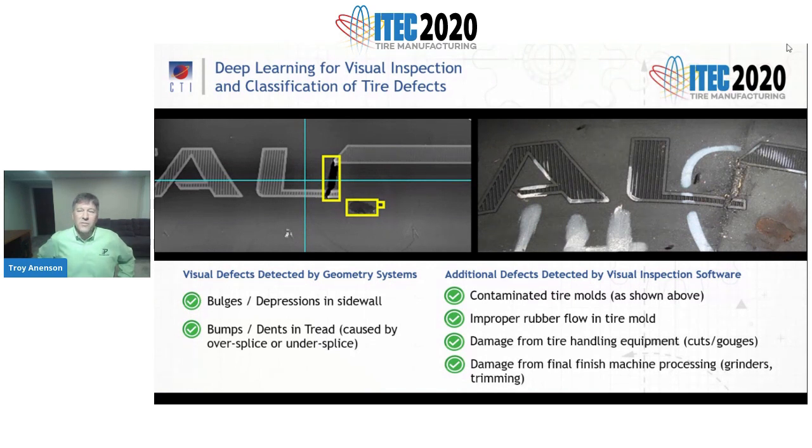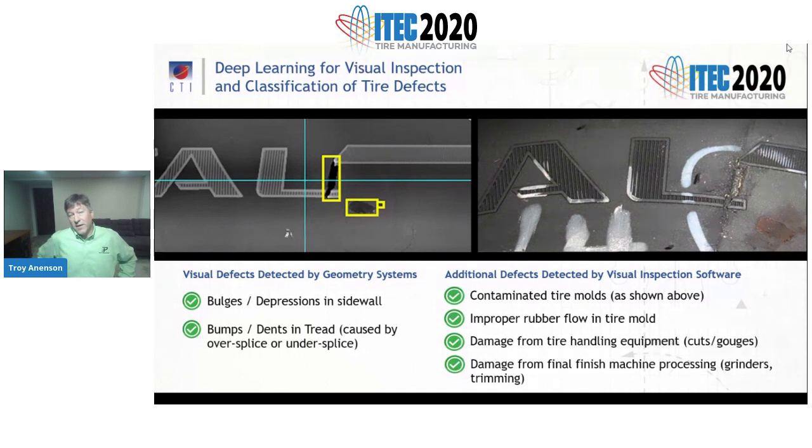the only visual defects measured by the tire geometry systems are basically bulges or depressions on the sidewalls, or bumps or dents in the tread. These are typically caused by tire construction issues, and that's what the tire geometry systems were designed to look for. Other visual defects appearing in the tire geometry images go undetected by these systems because they're not designed for that.